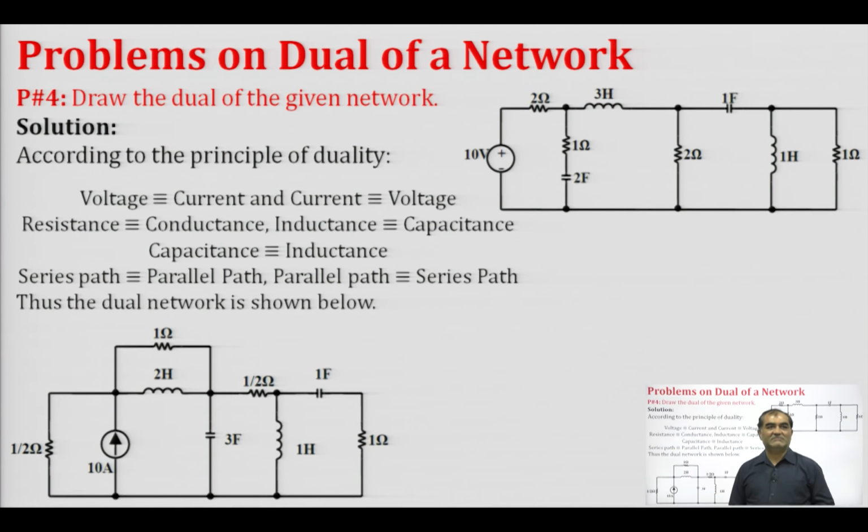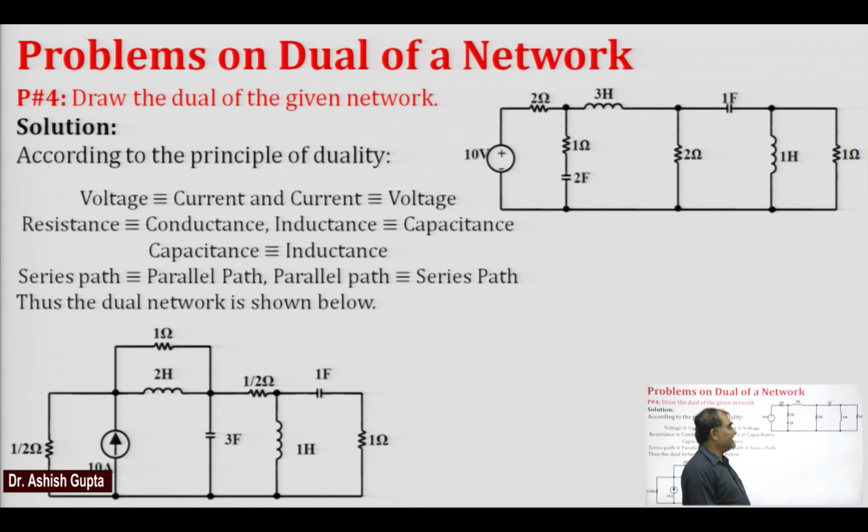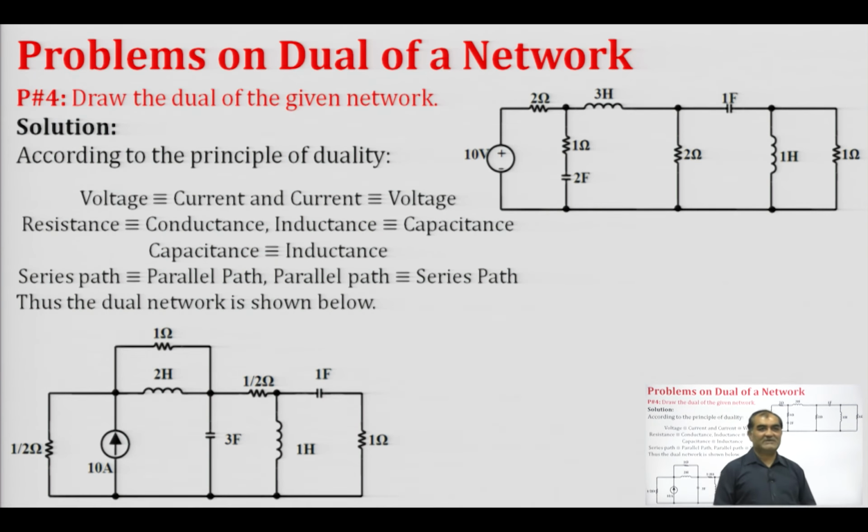And the last problem, again we have this network which is given to us, and we have the resistance, inductance, and capacitance. So, we can apply the principle of duality by replacing this voltage source by a current source, and this resistance by conductance, capacitance by inductance, and inductance by capacitance, series path by parallel path, and so on.